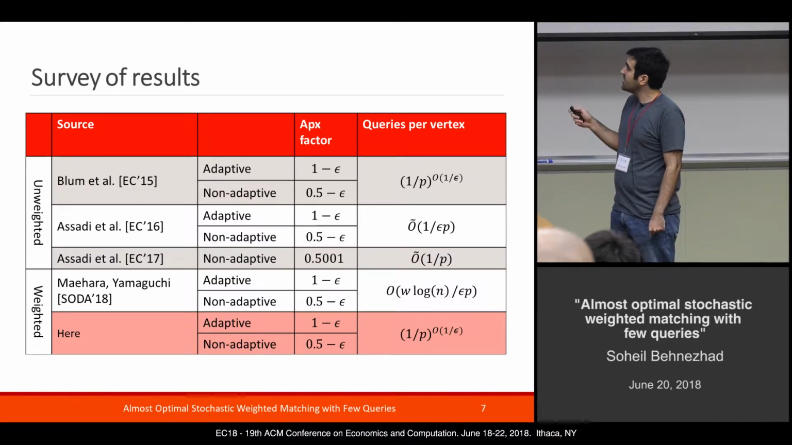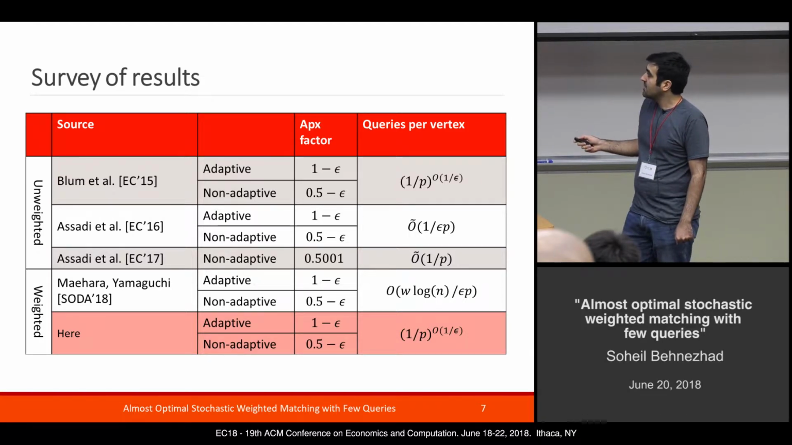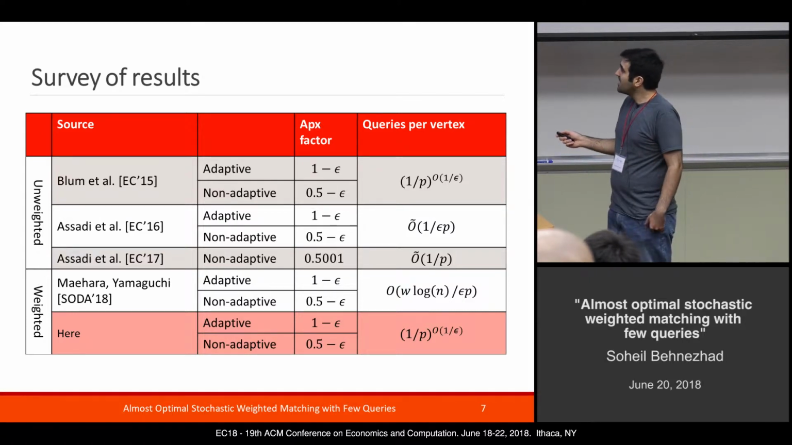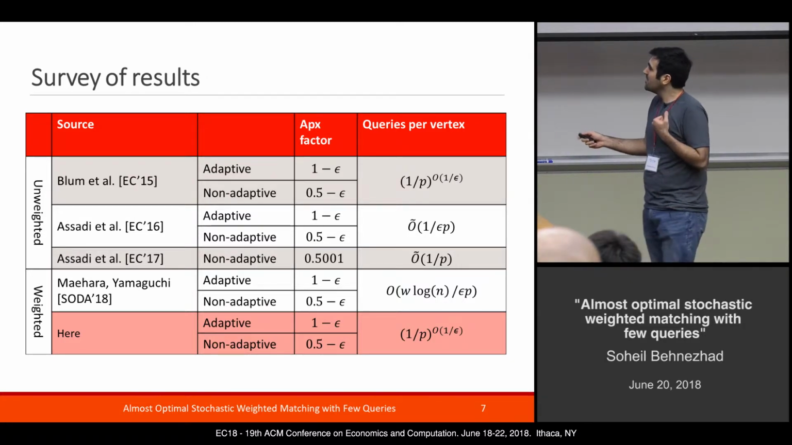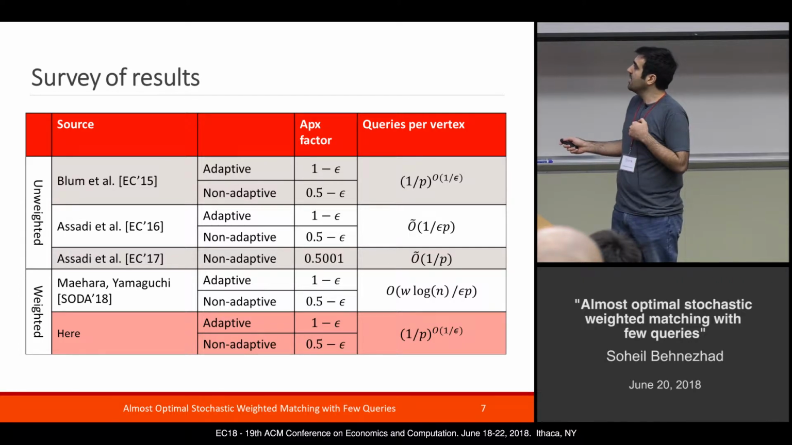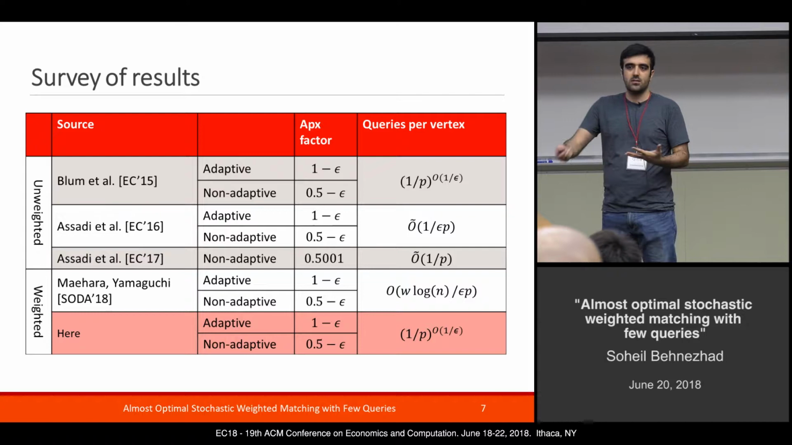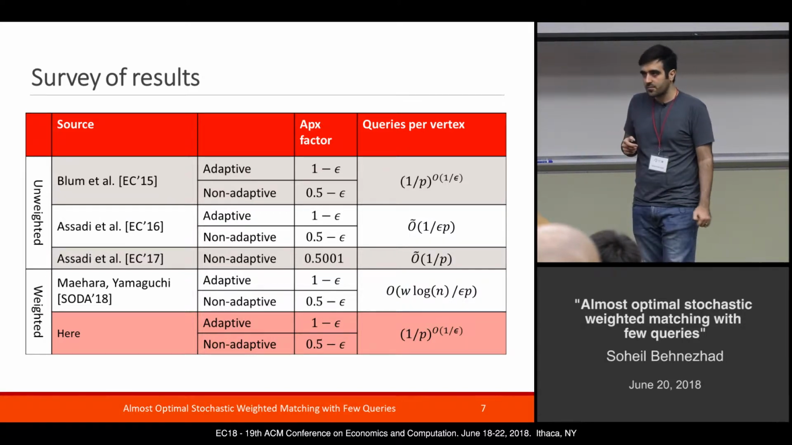For weighted graphs, the only result known prior to our work was the recent paper of Mahara and Yamaguchi. And they showed that the same approximation factors can be achieved. And the dependence on epsilon and p is similar to this bound that Asadi et al. give. But the problem here is really that there's a dependence on the maximum edge weight, where you assume that all the edge weights are integers. And it also depends on the size of the graph.